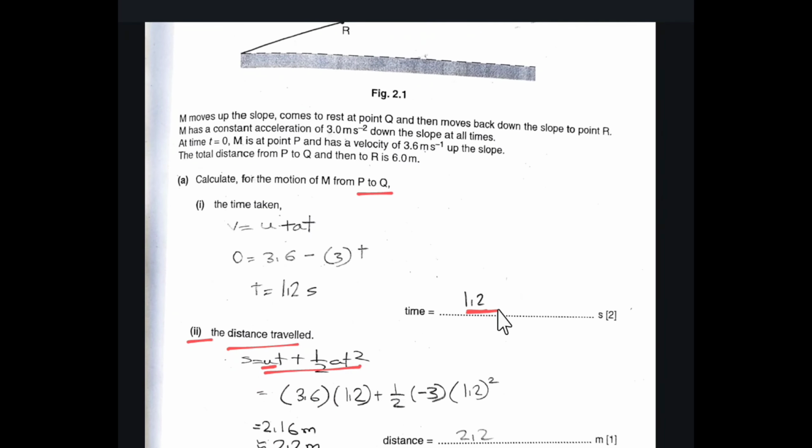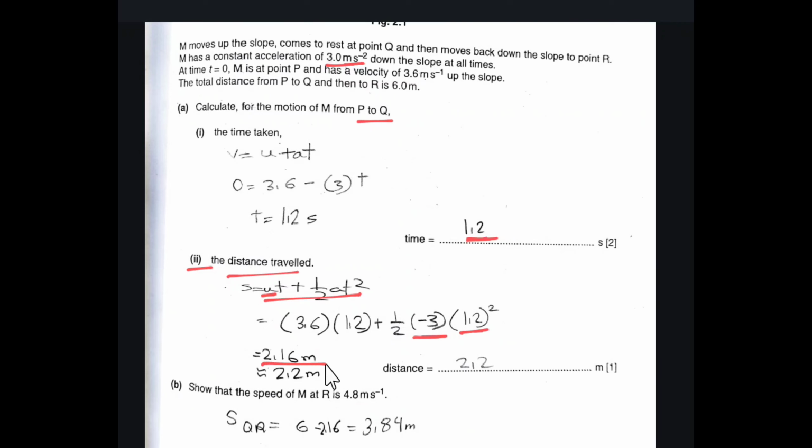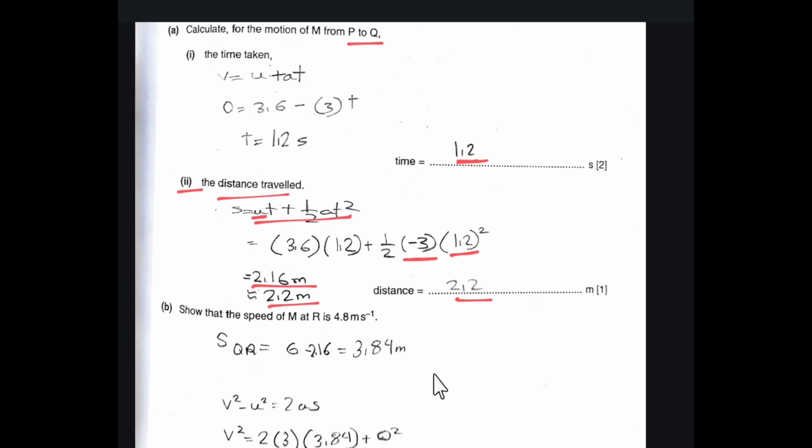Then we know the value of time, so s is equal to ut plus half at square. Since acceleration down the slope is 3 meter per second square, the acceleration up the slope is negative 3 meter per second square. After substituting the values, we get 2.16 meter, and corrected to significant figures it would be 2.2 meter. That is the distance.